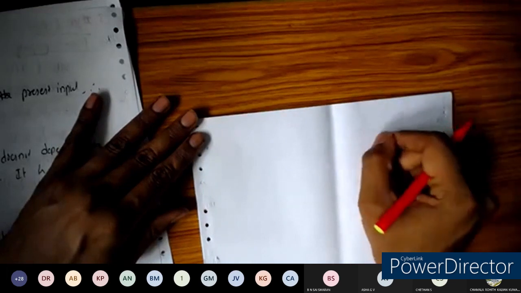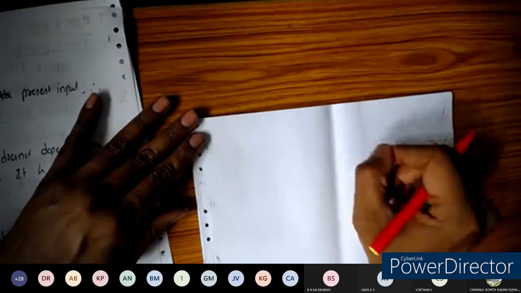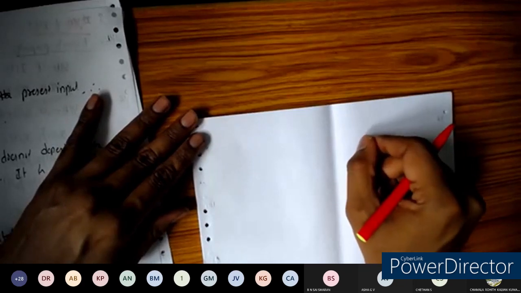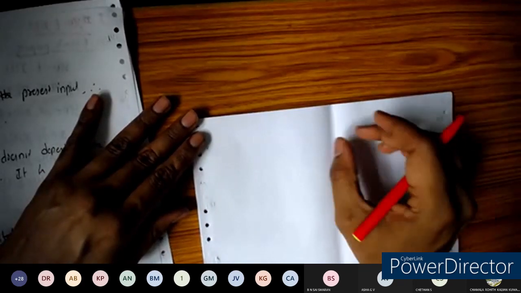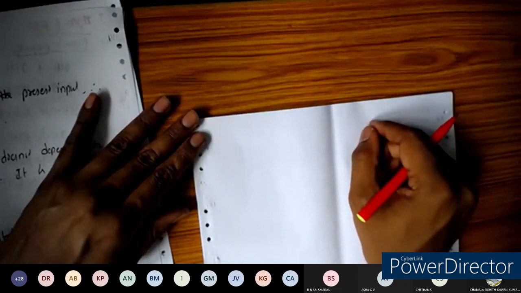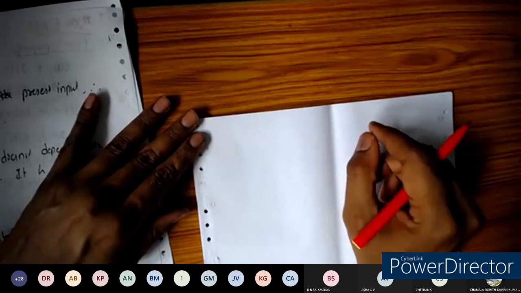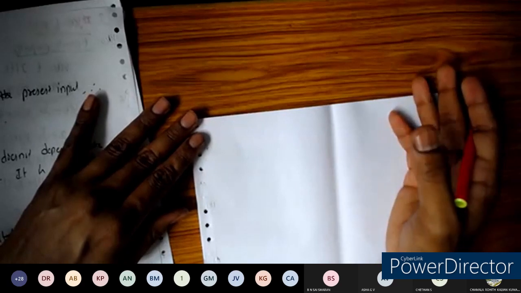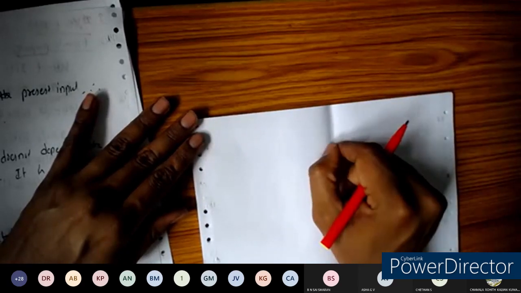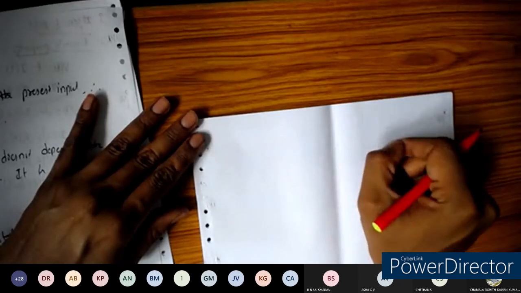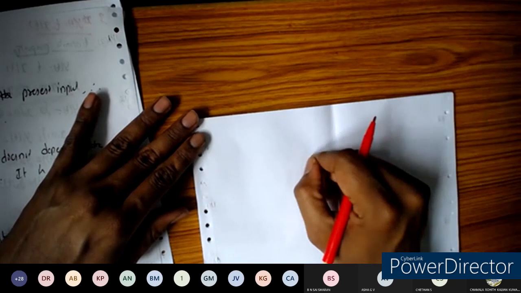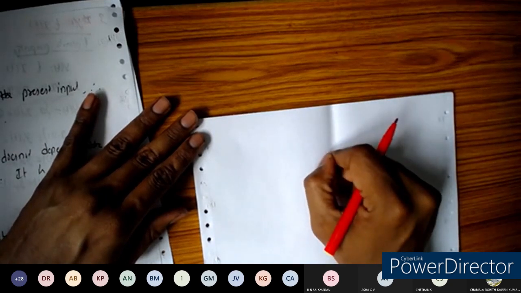Okay, and also if you want to join BEL, DRDO, ISRO, or HAL, these organizations we call public sector units. In order to get entry into them, the GATE is the main qualification. If you clear the GATE exam, you can go and work in those organizations. So what are the benefits of taking the GATE exam?